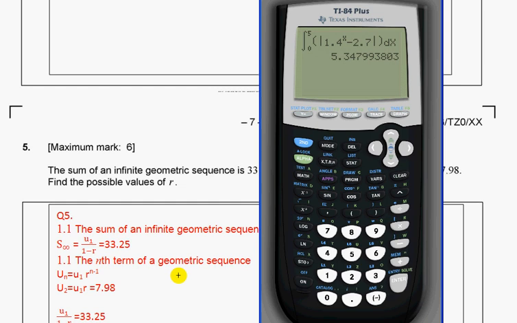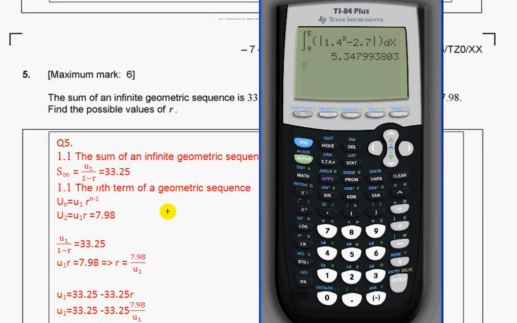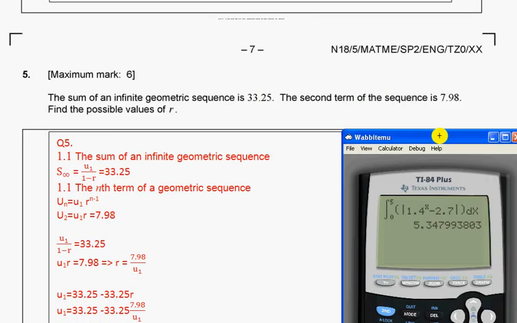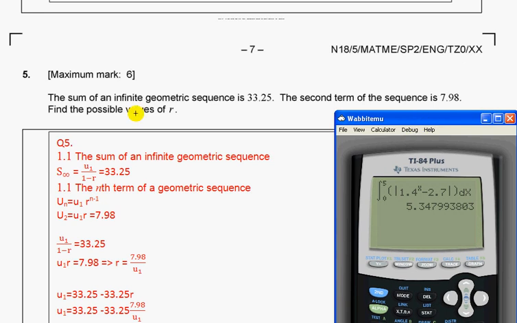The sum of an infinite geometric sequence is so much, the second term is so much, find the possible values of r. So question 5, data booklet, section 1.1, the sum of an infinite geometric sequence is given by this formula and it equals 33.25. In the same section 1.1 you have the nth term of a geometric sequence given by this formula, it equals 798.